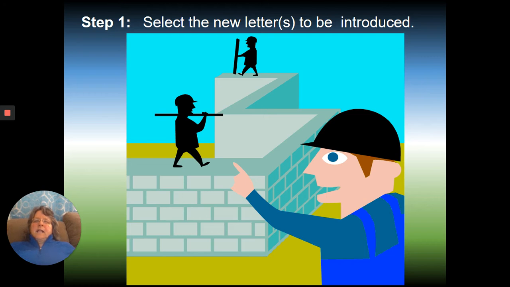So we're going to select the new letter or letters to be introduced. And it's very important that we select well, because this is the foundation on which the entire primer will be built. So if you start off with a rocky foundation or one that's not good, then the rest of the primer will not be good. So we want to lay that good foundation. And this may take a while to get the first lesson created, but it's worth taking the time, because then that will provide a solid foundation for building the rest of the primer.